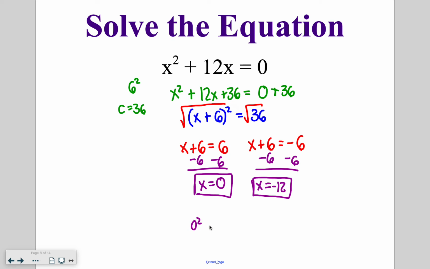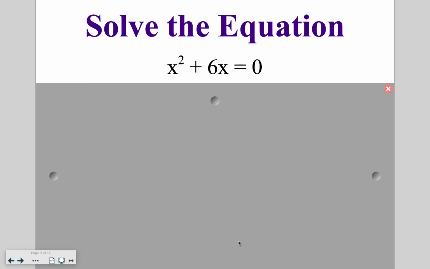You could do 0 squared plus 12 times 0. 0 plus 0 does in fact give you 0. Or you can plug in negative 12 squared, which is a positive 144, plus 12 times negative 12, which is negative 144. 144 minus 144 is in fact 0. Once again, you do not have to check your answers, but just know that it is possible. Go ahead and try this one on your own.